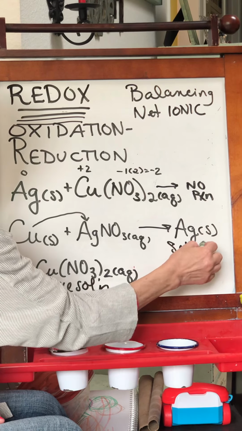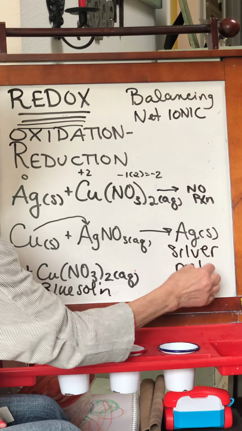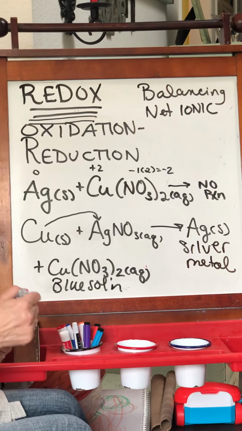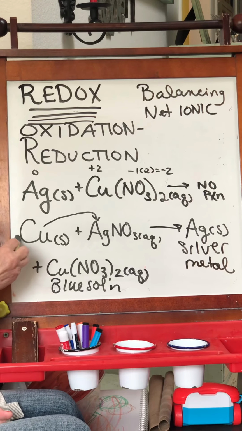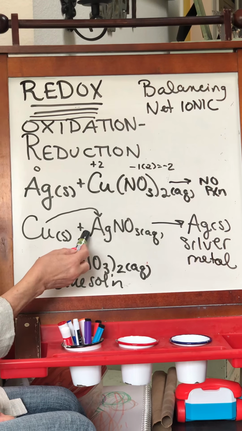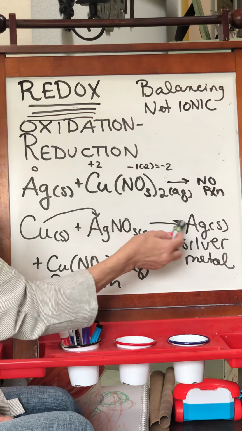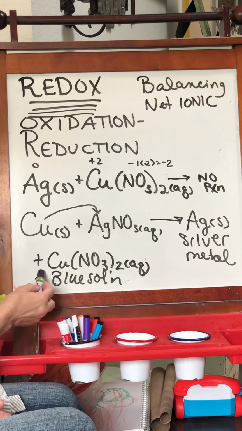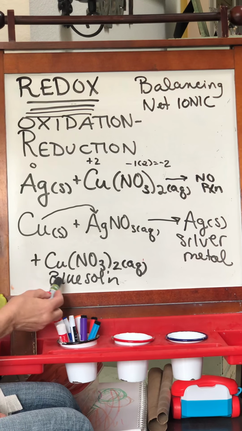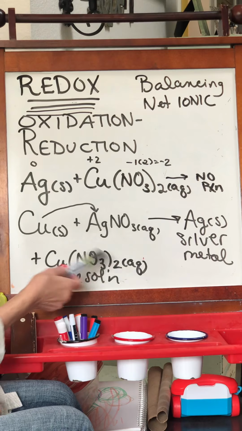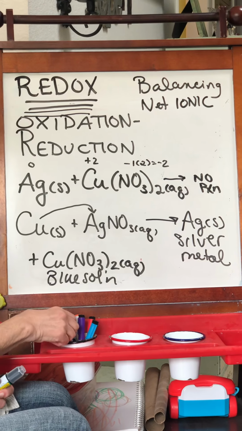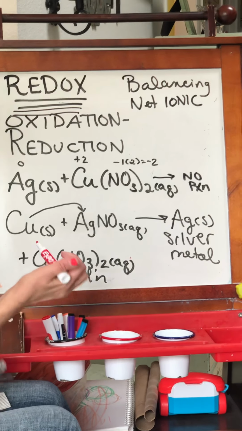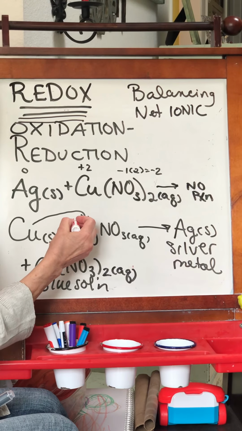Okay, my next question would be, is it balanced? No. Right now it says 1 mole of copper reacts with 1 mole of silver nitrate, to produce 1 mole of silver and 1 mole of copper 2 nitrate. And that's impossible, because how can we just out of the blue gain a nitrate? We can't. So we're going to balance it so we can conserve mass and energy.